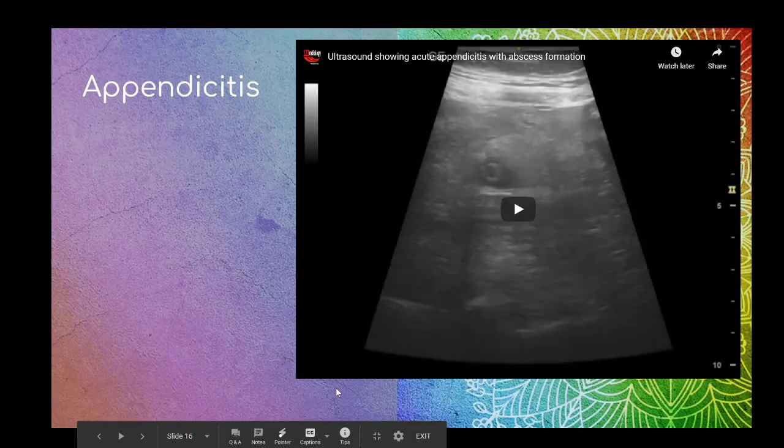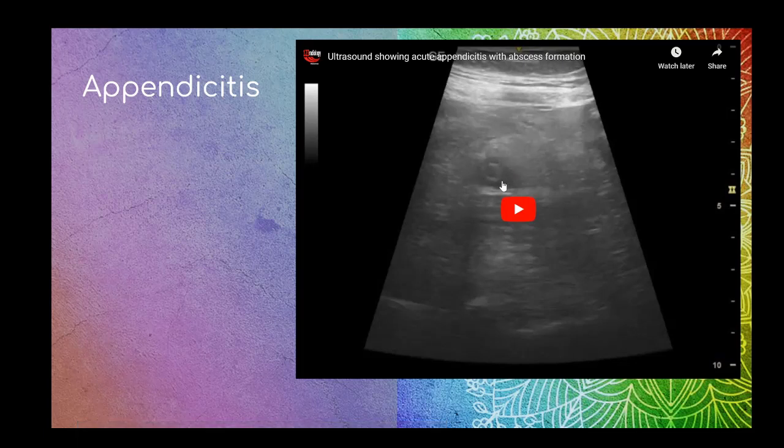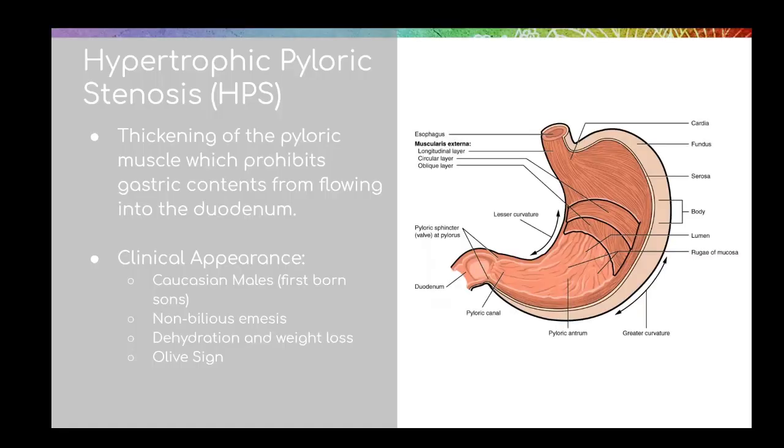Here is a quick little video. We're going to watch the appendicitis. There's an abscess at the end of it. So this is the appendix right here. You can see that kind of target form. We've got that echogenic fat stranding going around it. They could probably lose some depth here just so we can see a little bit better, but you'll see this nicely here.